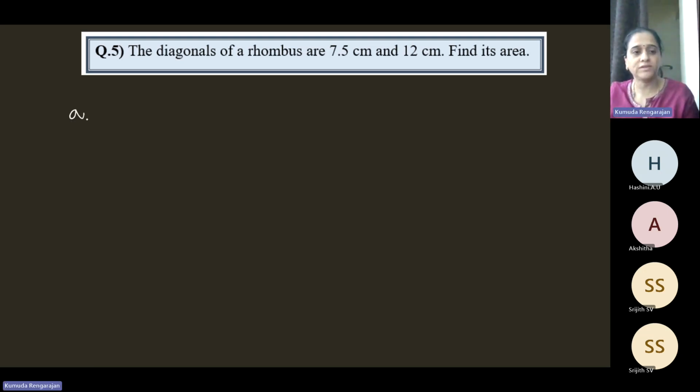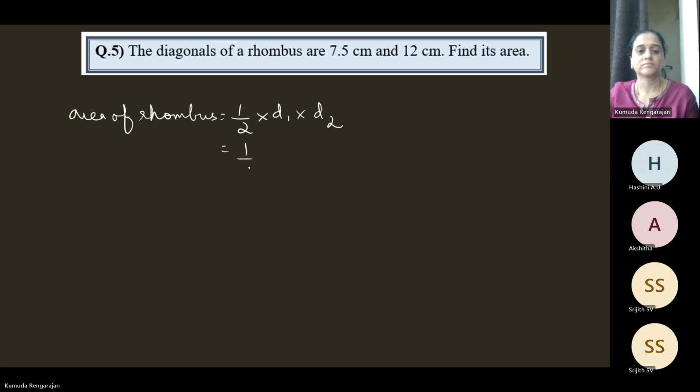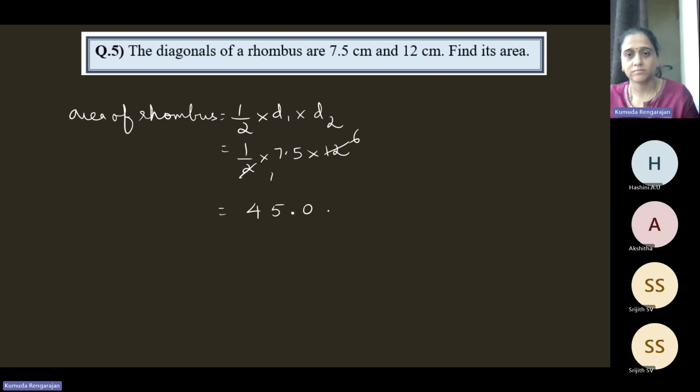So the formula to find the area of a rhombus: area of rhombus is equal to half into D1 into D2. Half into D1 into D2, 7.5 into 12, which gives 45 centimeters square.